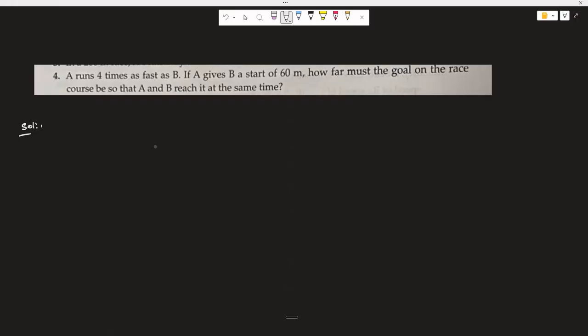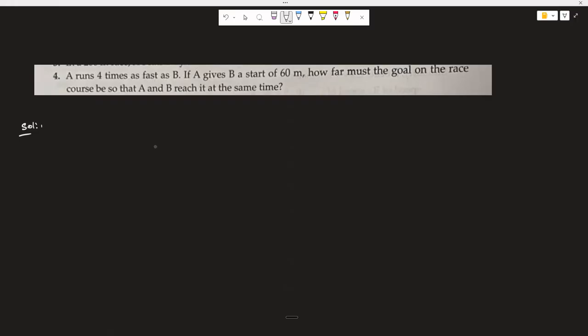If it was a competition of eating biryani, or pani puri or something, B just ate one pani puri, and at the same time, Mr. A ate 4 pani puris. A runs 4 times as fast as B. So that is the capacity of the players A and B.